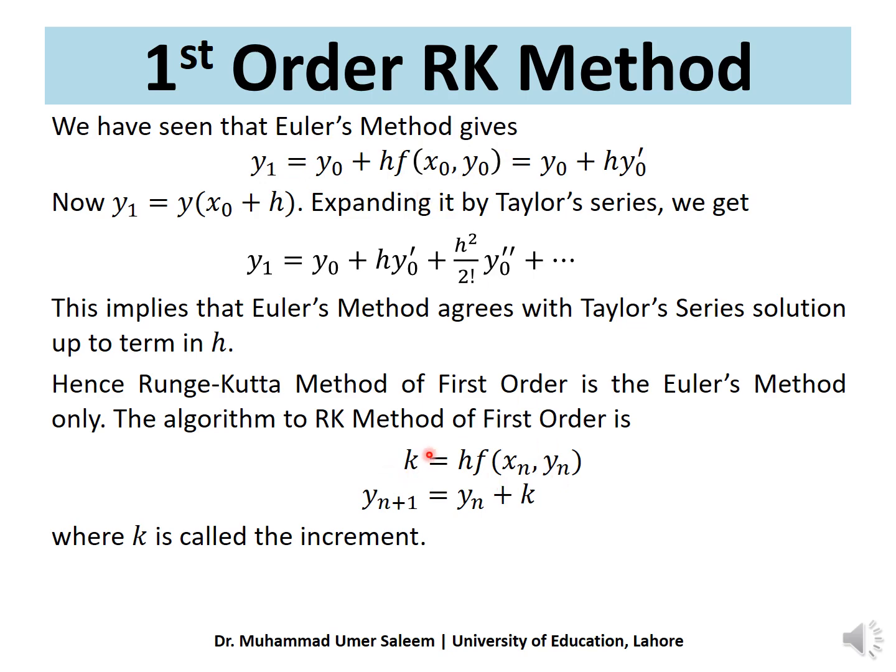Why? Because you just have to compute k each time using this technique in algorithmic form, and to find the next term, you just have to substitute k here. So this is why it is written in the form of algorithmic form.